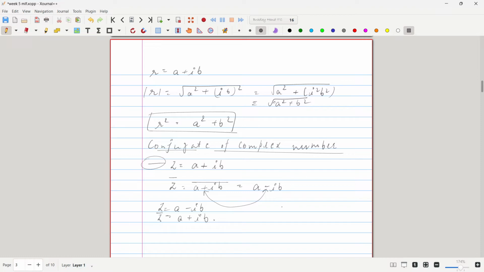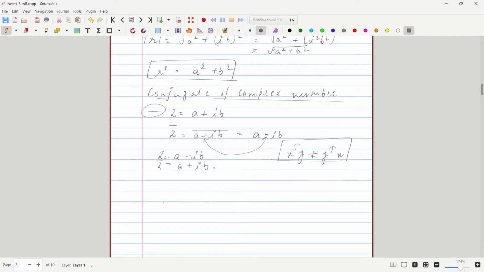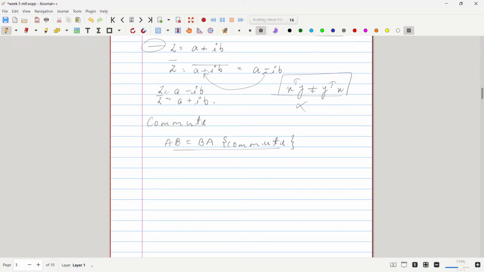And generally the inner product is represented by x transpose y, and generally x transpose y is not equal to y transpose x. Keep this in mind. There is one property called commute. If the product AB is equal to BA, that means it is commutative. Generally this is not possible. I hope this is clear.